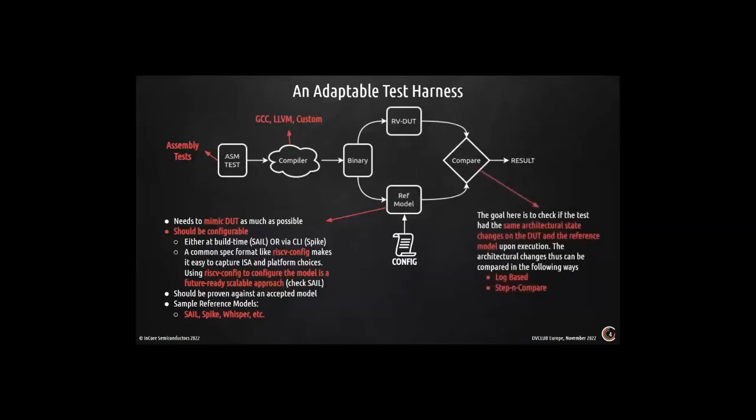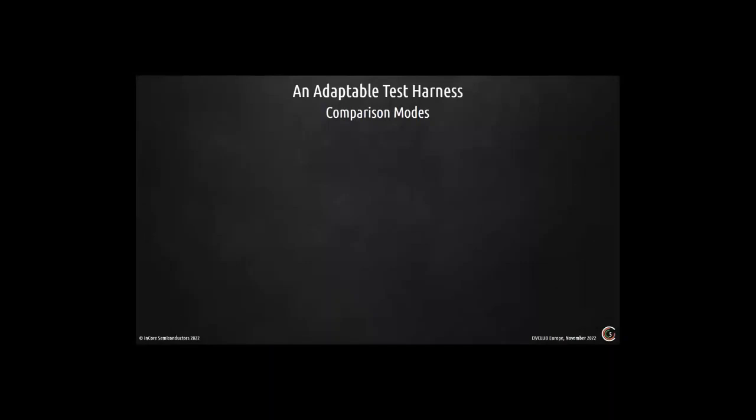On the comparison side, the idea is to check if the architectural changes that are occurring because of execution of the test, are they the same on the DUT and the reference model, right? And you can do them in two broad ways. There's a log-based mechanism and there's a step-and-compare mechanism. We'll quickly look into the differences next.